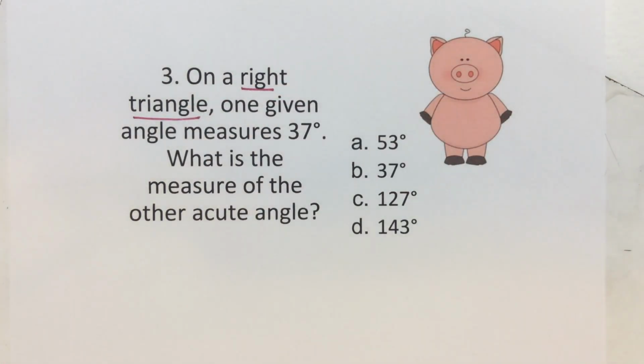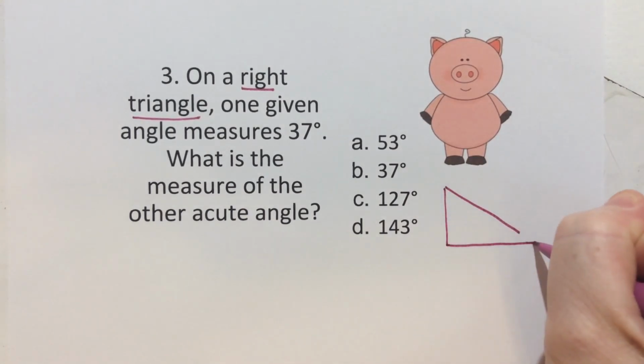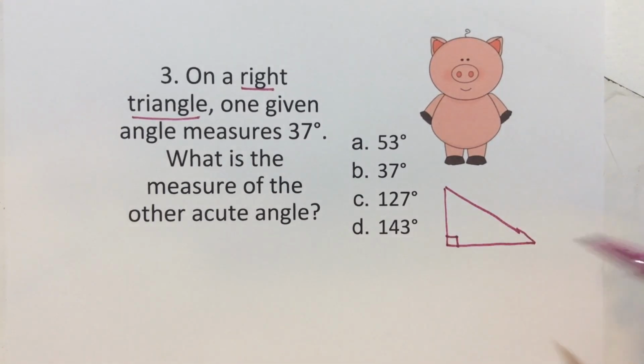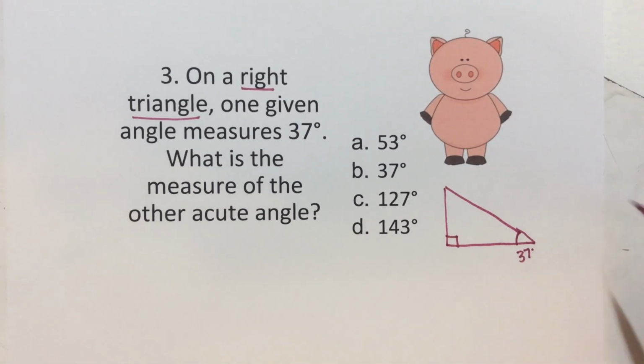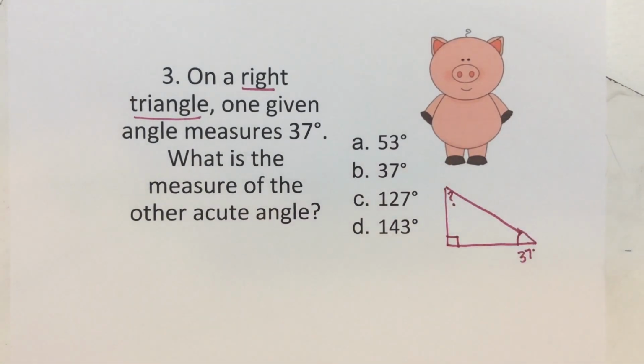One given angle measures 37 degrees. So you know what I would do is always draw it. Okay, I know on a right triangle there has to be a right angle. And let's say this one over here measures 37 degrees. So what is the other acute angle? Reading is very important in that one, okay?